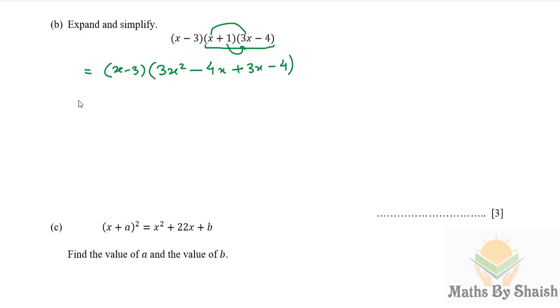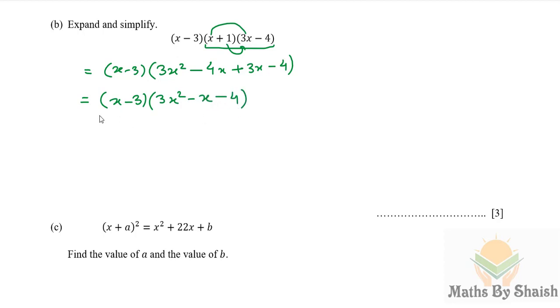We can simplify it once more. x minus 3 into 3x square, it is minus 4x plus 3x. So minus plus minus, and 4 is the bigger number. So 4 minus 3 is 1. So sign will be minus and minus 4.